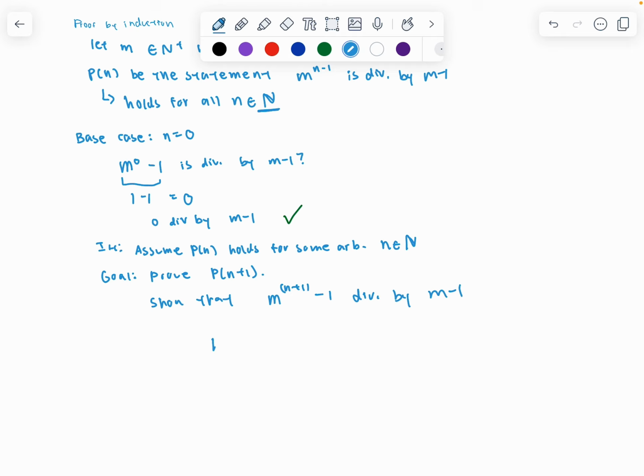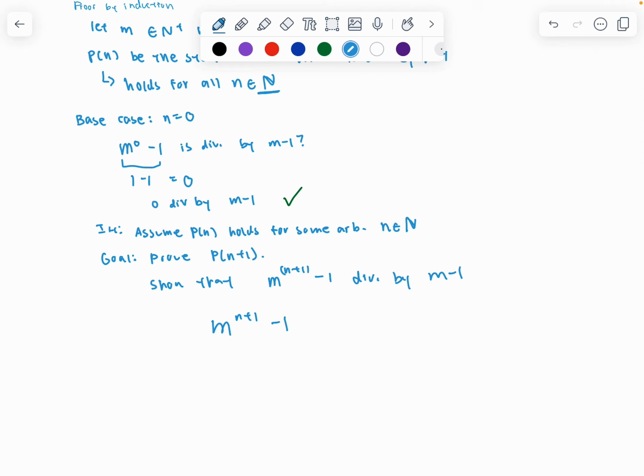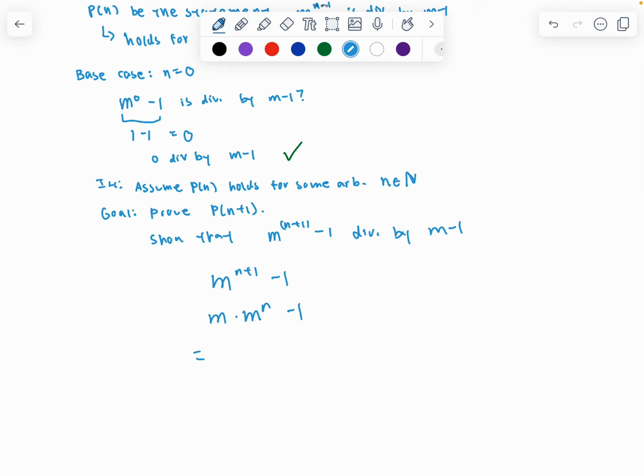So let's consider m to the n plus 1 minus 1. By just our knowledge of exponents, we know that we can rewrite this as m times m to the n minus 1, like so. And now we can think about how we want to manipulate this further to get to this goal here. And so what we can do is use a clever trick and add and subtract the same term, m to the n. So this can be rewritten as m times (m to the n minus 1) plus m minus 1.